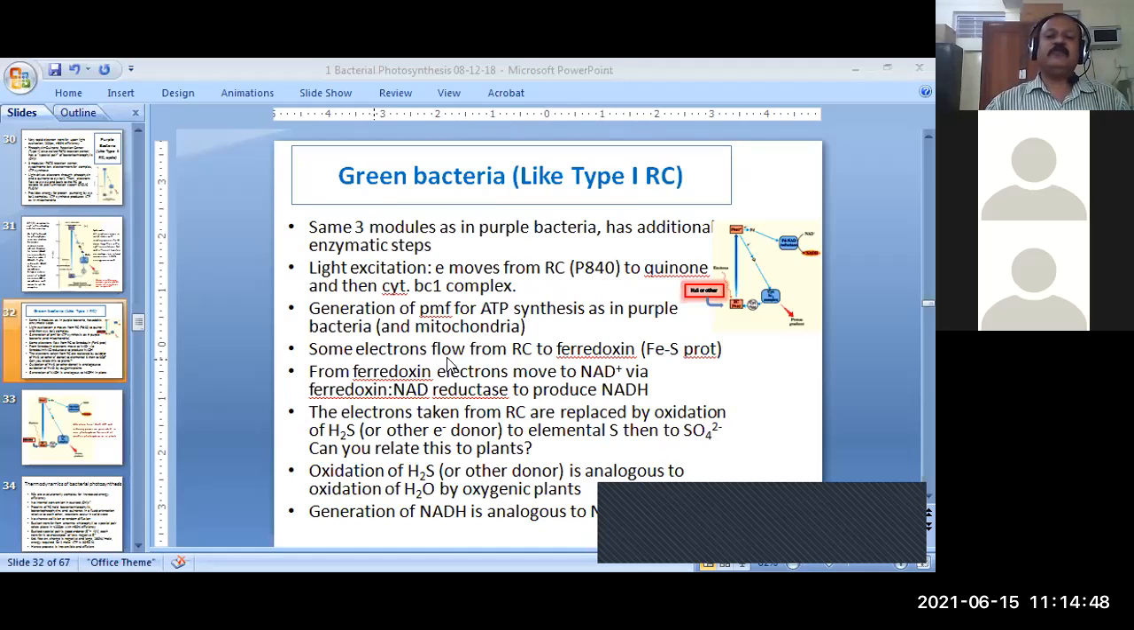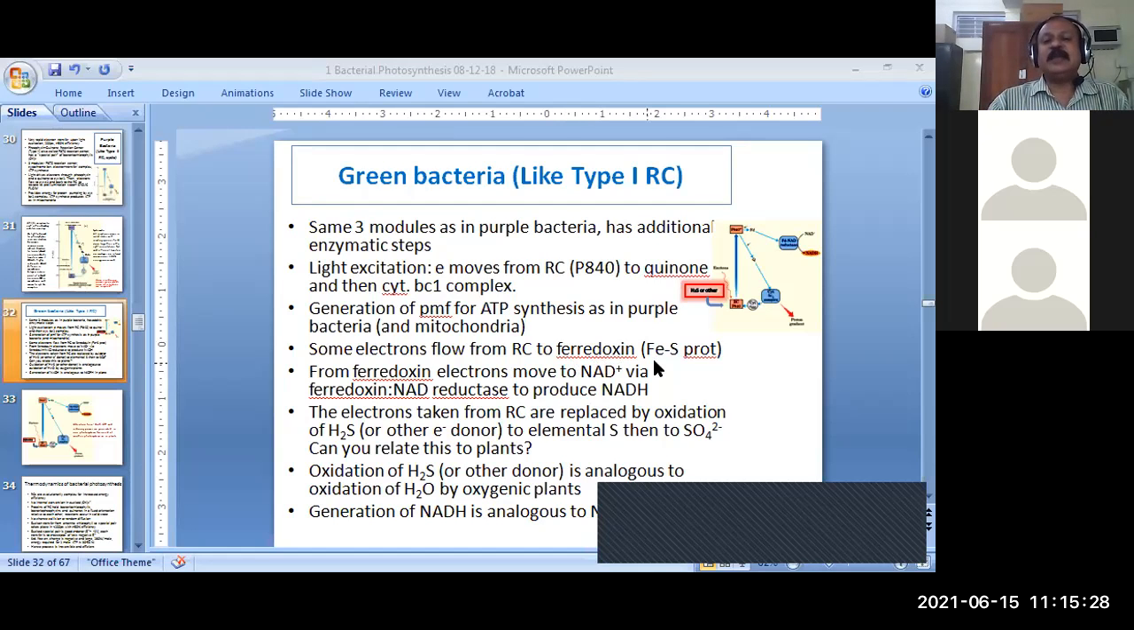Some electrons will flow from the reaction center to another molecule which is called ferredoxin. This is a little bifurcation from the earlier type of system, where the electron was coming back to the reaction center. Here some of the electrons, mind you, not all the electrons and not every time, but sometimes some electrons, instead of going back to the reaction center, go by a bifurcated pathway to a molecule called ferredoxin. This protein is called ferredoxin because it contains iron.